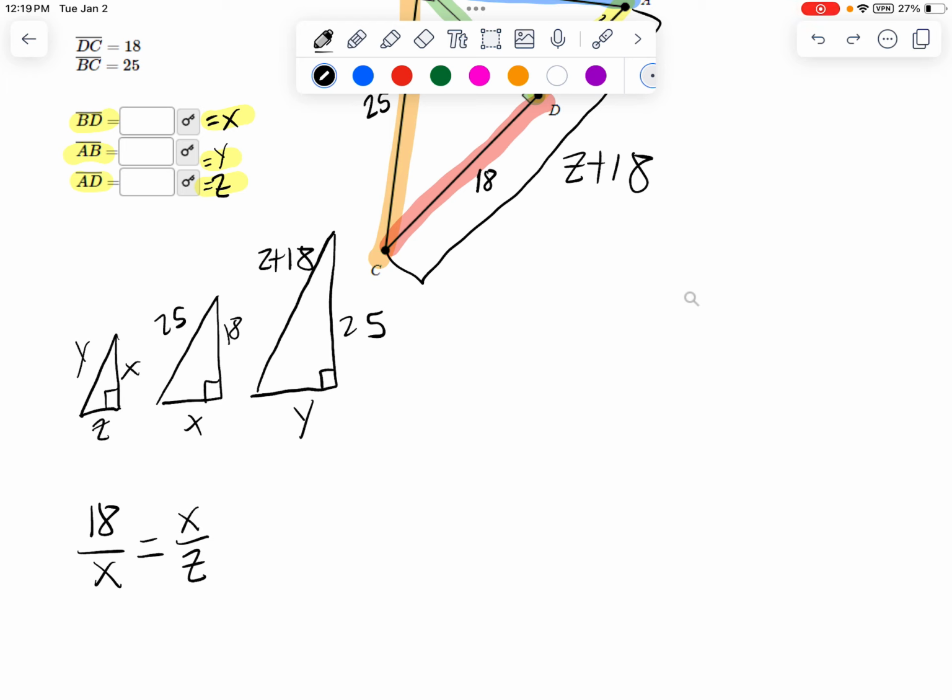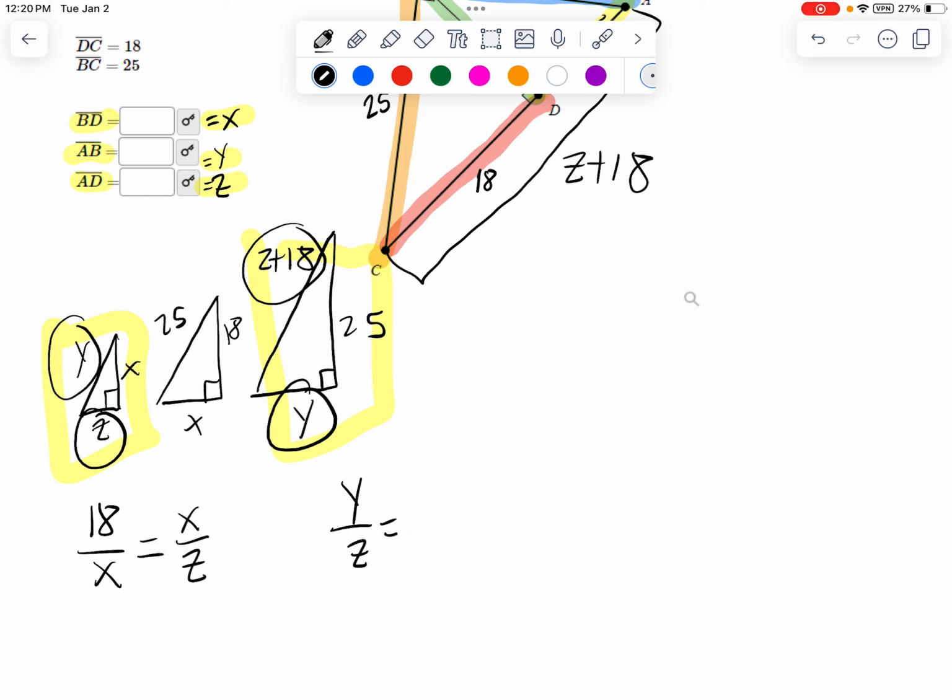Alright, so without knowing what either x or z is, we can't do anything, so let's set up a proportion for another variable. Let's do the y. Alright, so we see a y on our last triangle and on the first triangle. So same idea, here's a y, here's its corresponding side, here's a y, here's its corresponding side. So y over z equals z plus 18 over y.